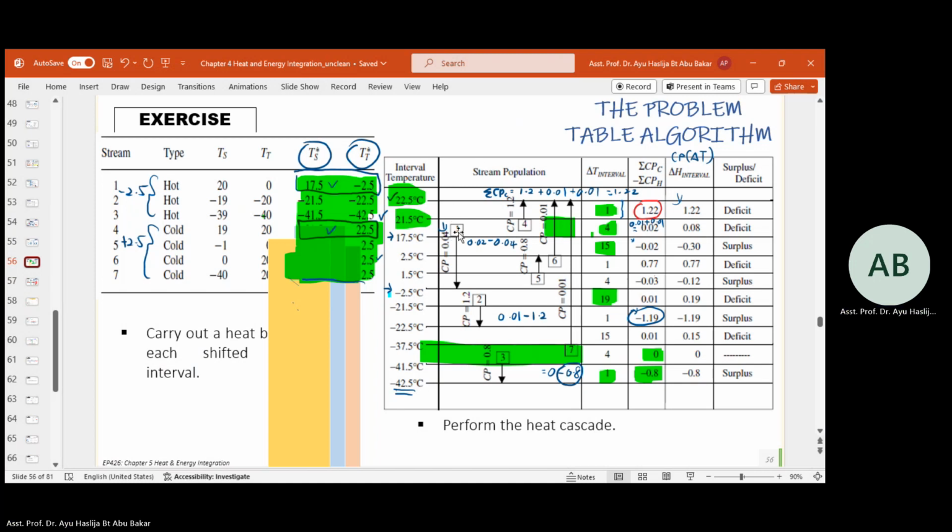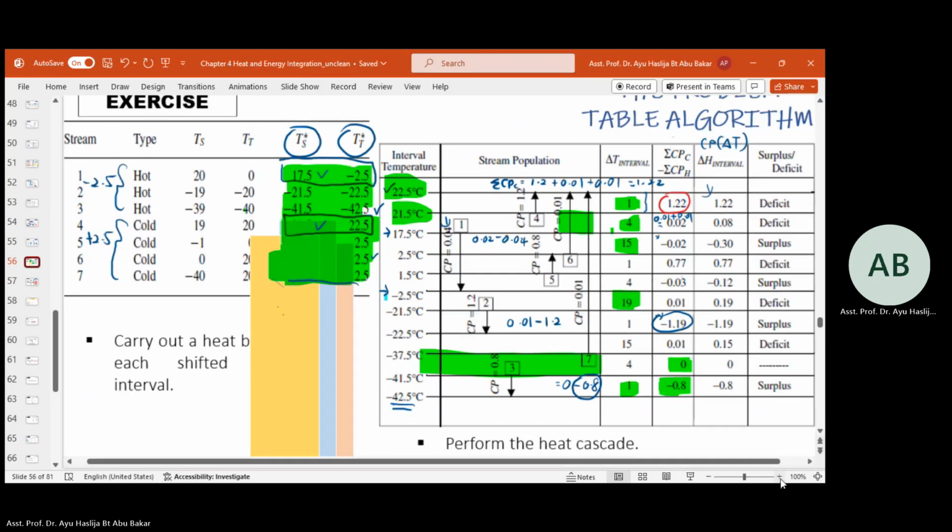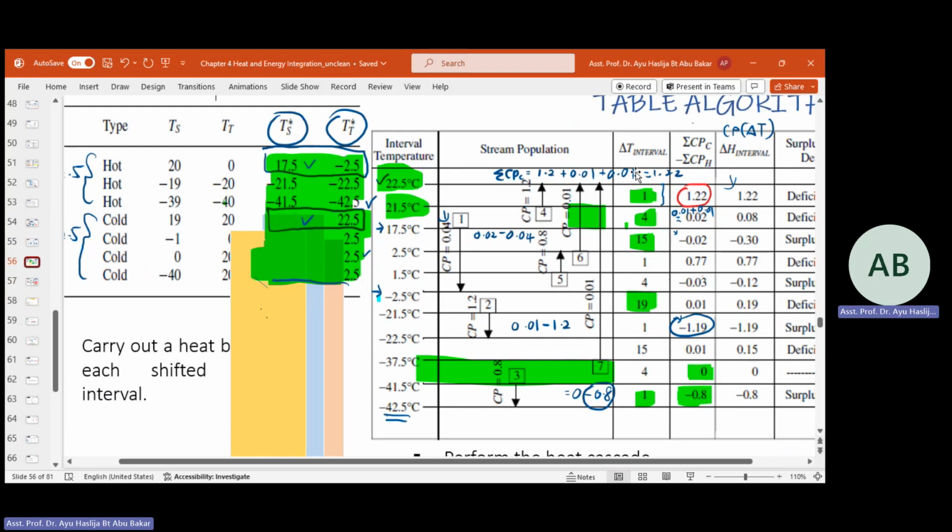Then draw the stream population for the hot and cold stream. Make sure you draw the TS and TT correctly. Then find out the delta T interval for each interval, for each zone. Find the delta T and also the total CP, CP cold minus CP hot. Notice and be aware of the sign, plus, minus.